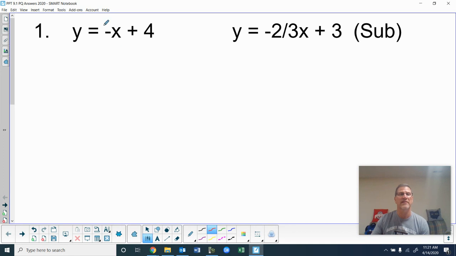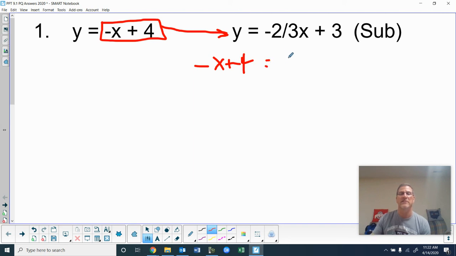All right, so we're going to take this negative x plus 4, which y equals, and I'm going to substitute it in for y over here. So it'll just be negative x plus 4 in place of the y equals the negative 2/3 x plus 3. All right, and then I'm just going to solve for x.